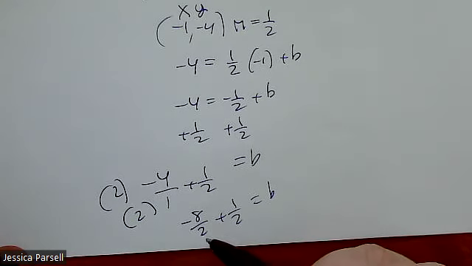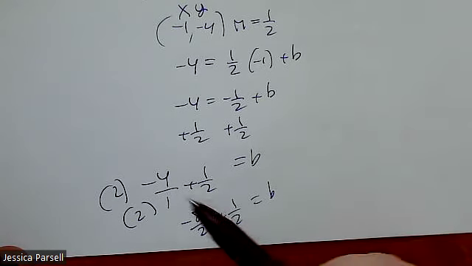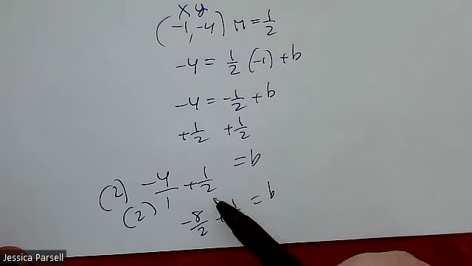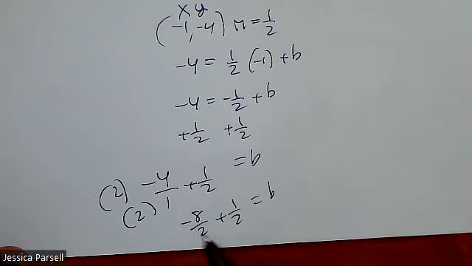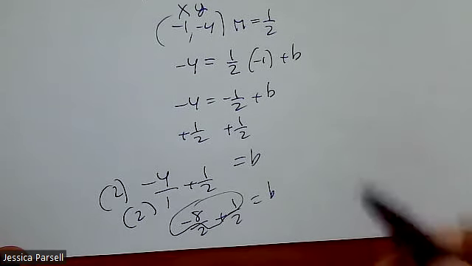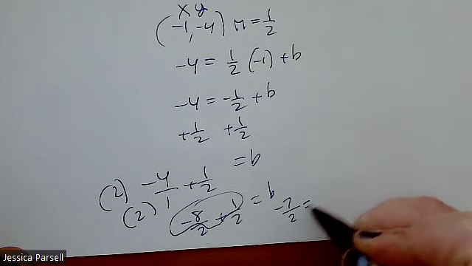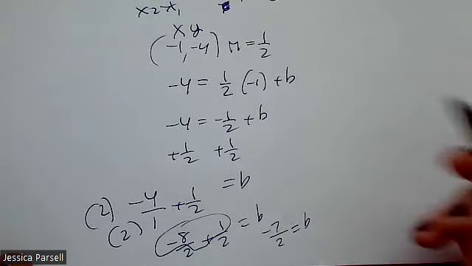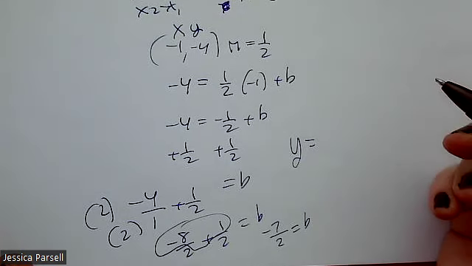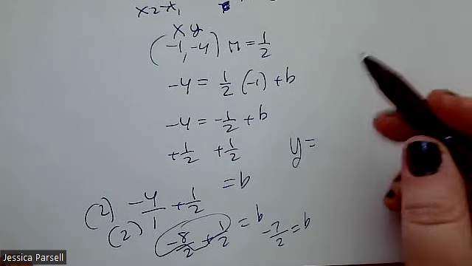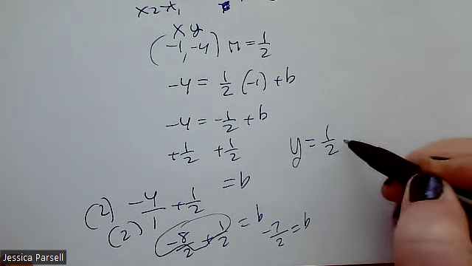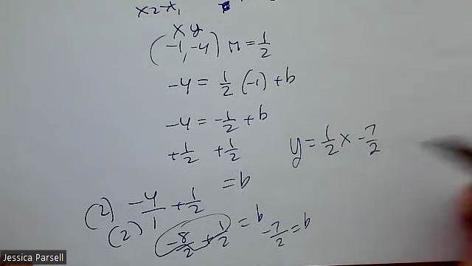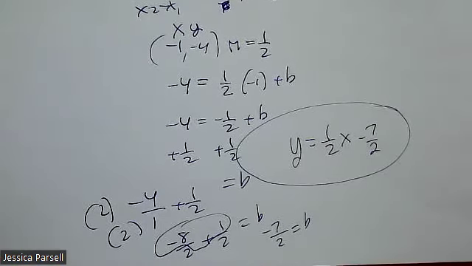And think about this, -8 over 2 is still -4. So we just changed -4 into a fraction that has the same common denominator as the fraction we're trying to add it to. Then you're just going to go across the top. -8 plus 1 is -7. Keep the 2. So -7/2 equals b. So here's another ugly old slope-intercept equation. We got y equals a half, our slope, times x minus 7/2, our y-intercept. And that is what they're looking for.